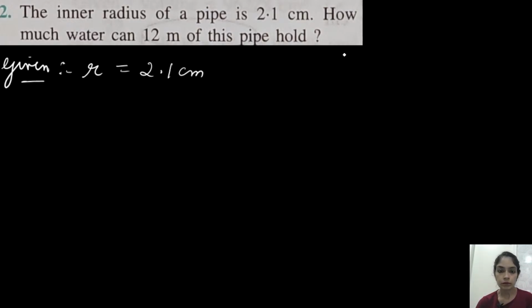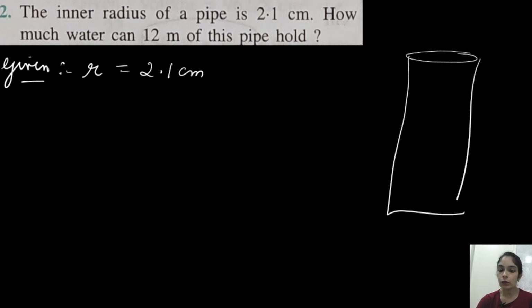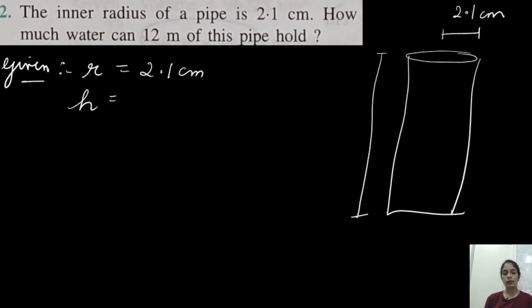How much water can 12 meter of this pipe hold? So the pipe looks like a cylinder only. Its radius is given to us as 2.1 centimeter, and 12 meter is another length given to us. So length here we will be considering as height. Whenever we are doing questions of cylinder, length we will consider as height, 12 meter. So how much it can hold?